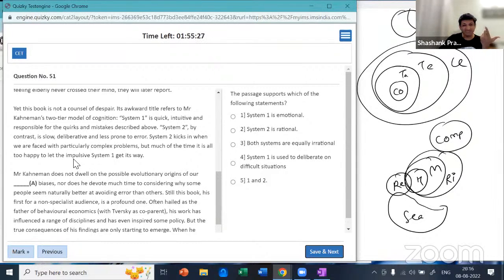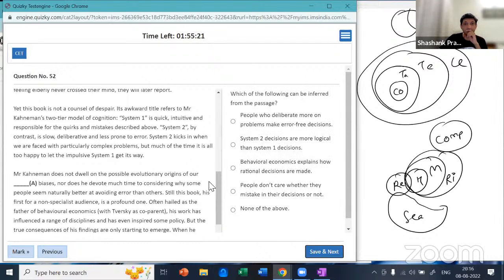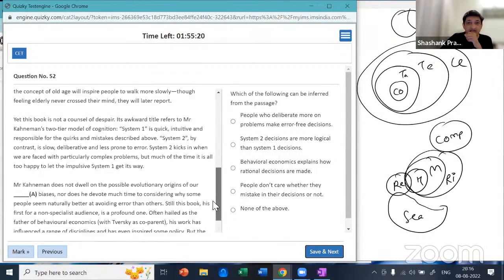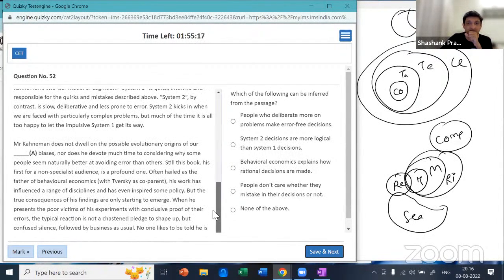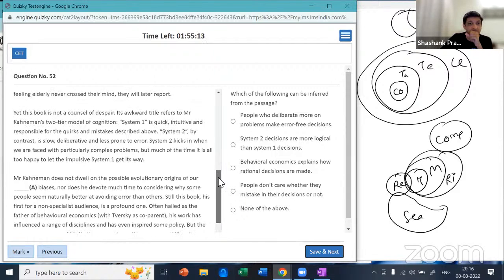Yeah, impulsive, emotional. I think 1 and 2, both 1 and 2. Doesn't matter. Can be inferred from the passage. People who deliberate more on problems make error-free decisions. Maybe. System 2 decisions are more logical than System 1.